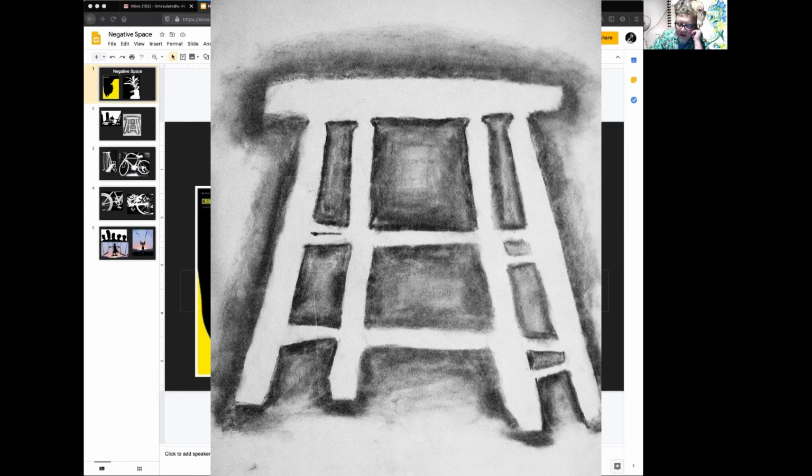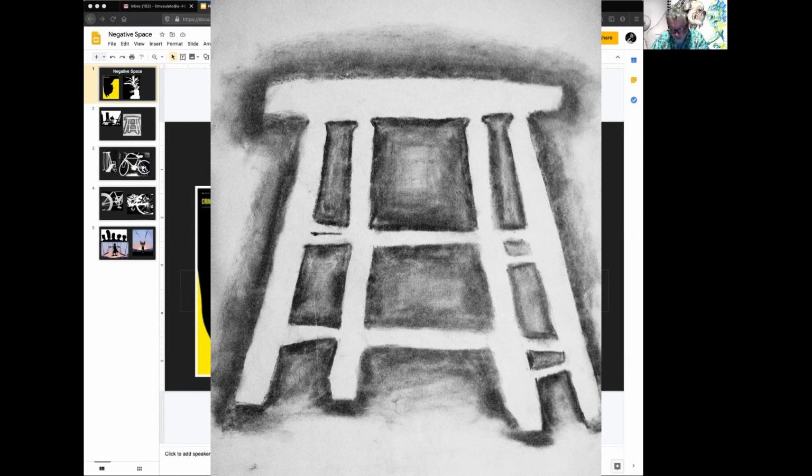It becomes a little easier to see in this stool. You shade in this area, you shade in this area, you shade in this area. You do this one, this one, this one, and so on. Suddenly, you have an object.